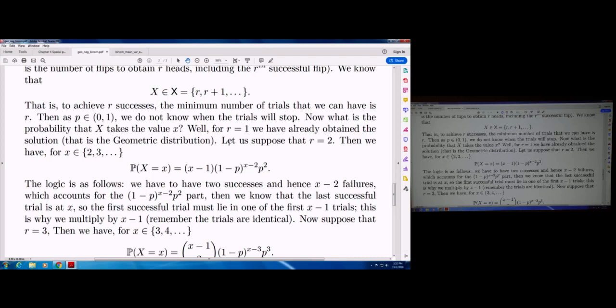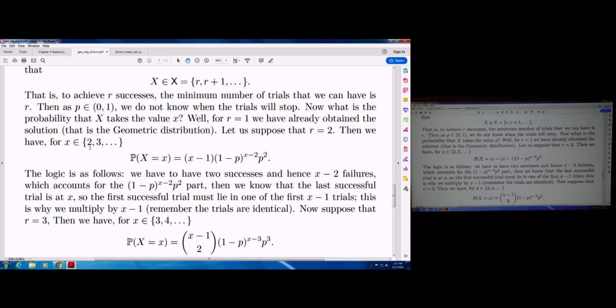Now what I claim is the following, and I will justify it in a moment. Of course, what we know is that the random variable capital X has to be at least 2, it could be 3, it could be 4, and so on and so forth. And I claim that the probability mass function, I'm going to use this notation here today, is equal to (x minus 1) times (1 minus p) to the x minus 2 times p squared. Okay, and so the question is, why is that the case? Well, the reason is the following. I know that I'm going to have 2 successes, and I'm then going to have x minus 2 failures. That has to be the case, right?